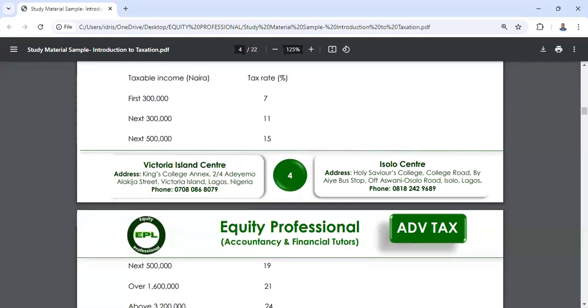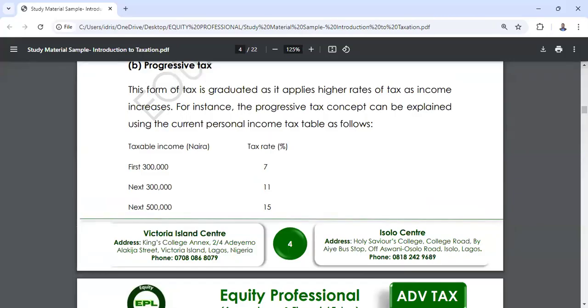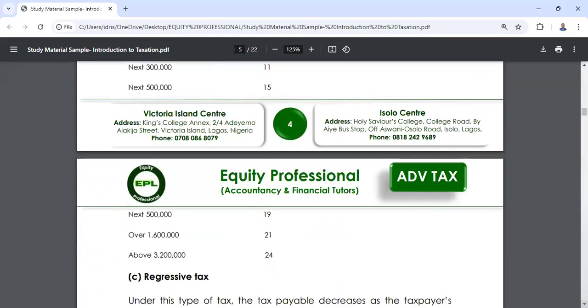The first 300,000 of your income will be computed at the rate of 7%, while the second 300,000, an additional 300,000, will be computed at the rate of 11%. The next 500,000 will be computed at the rate of 15%, while the next 500,000 will be computed at the rate of 19%. Over 1.6 million is going to be computed at the rate of 21%, while above 3.2 million is going to be computed at the rate of 24%.